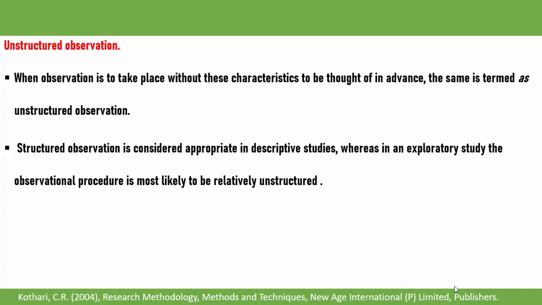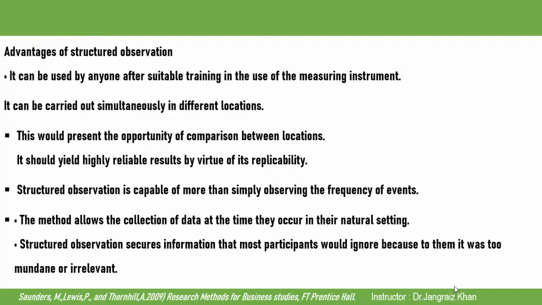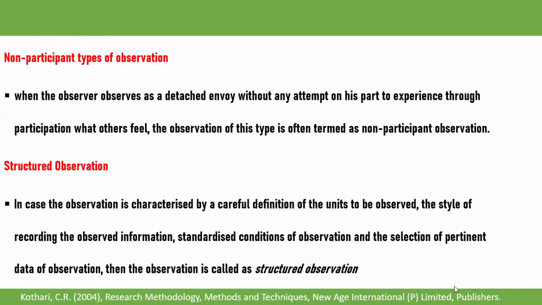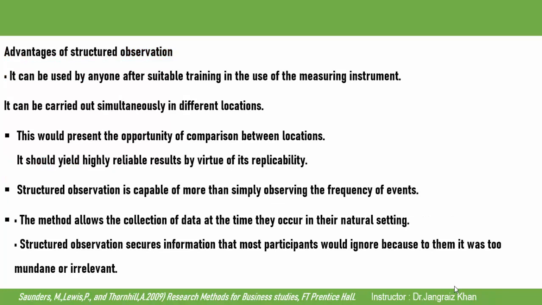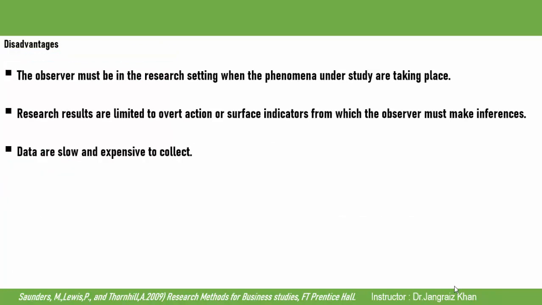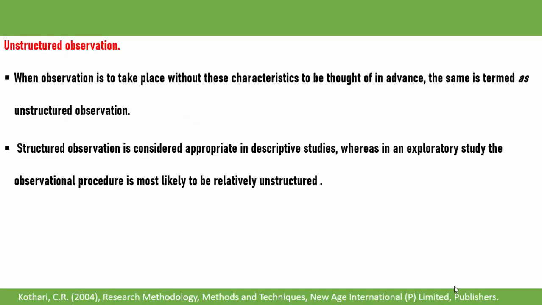Unstructured observation is another type of observation, when observation takes place without the characteristics to be sought being decided in advance. The same is termed unstructured observation. In structured observation, we plan in advance. We plan the style of recording, the units to be studied, the way of observation, but in unstructured observation, no such preparation is made in advance.